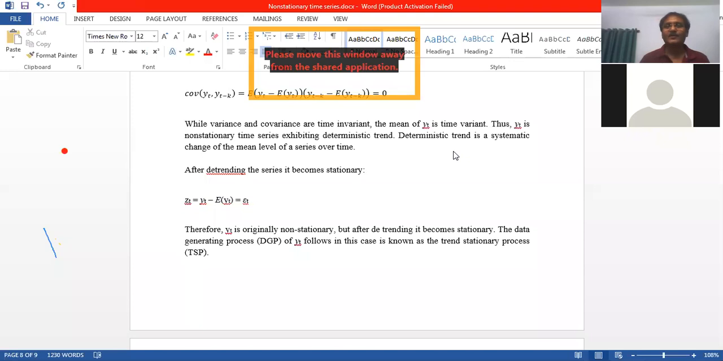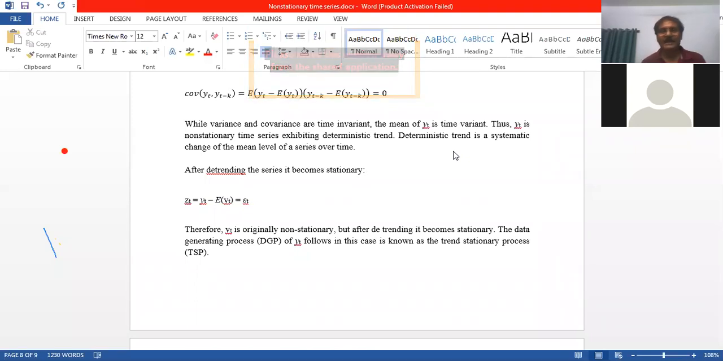If the series follows a random walk without drift, in that case there is no trend in the mean value. But in this case there is also a trend in variance. If the series Yt follows a random walk with drift, in this case we have both trend in mean and trend in variance.